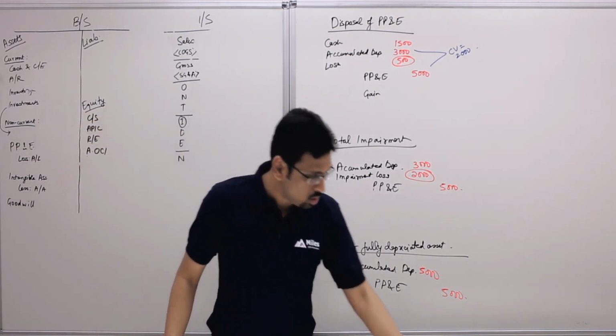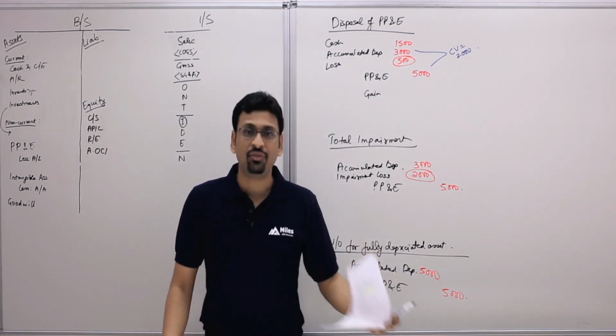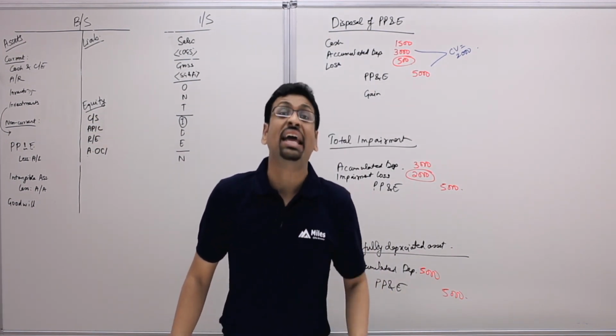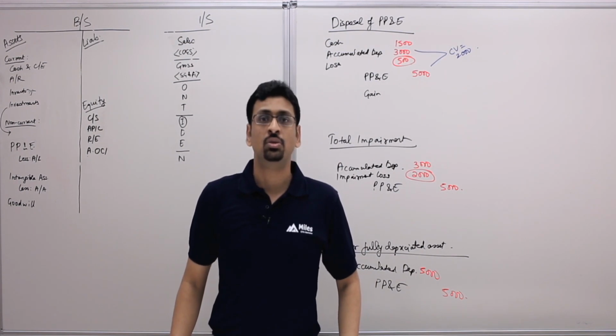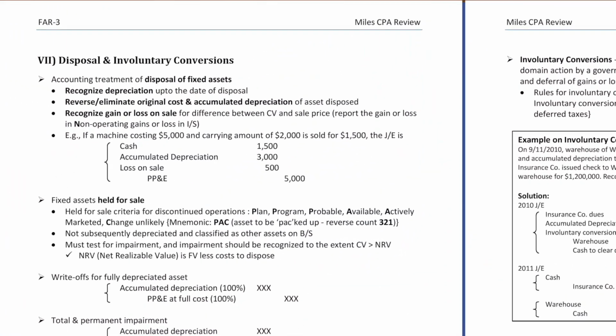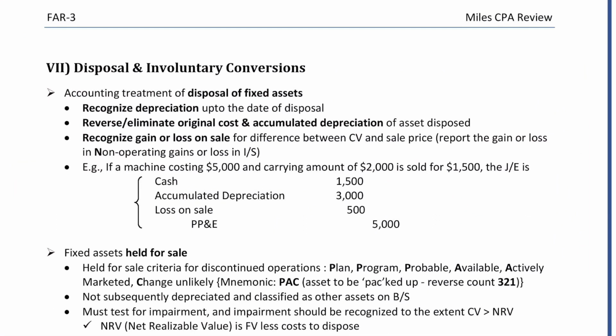Let's look at this on the book. We'll also have an example that we're looking at, and then we'll come back and look at involuntary conversions. We're looking at disposal of fixed assets. Highlight: recognize depreciation up to the point of disposal. Remove the original cost and accumulated depreciation of asset disposed. And highlight: recognize gain or loss on sale for the difference between the carrying value and the sale price.